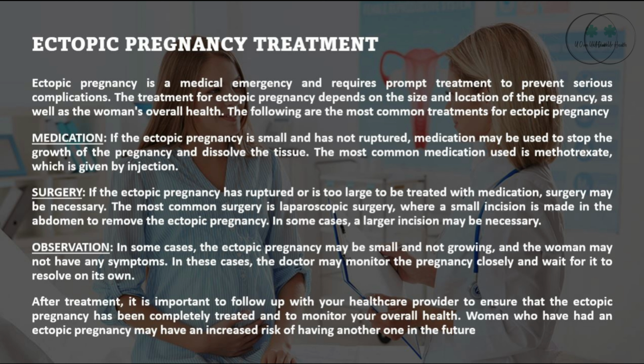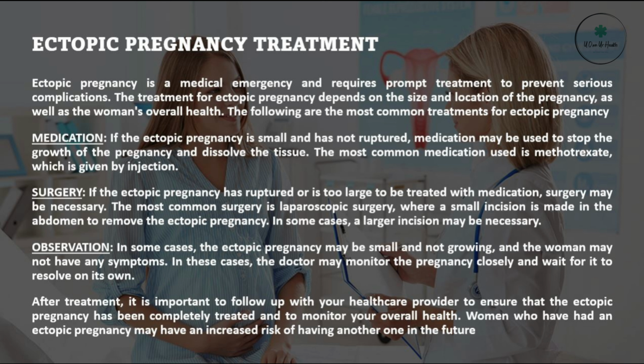Ectopic pregnancy treatment. Ectopic pregnancy is a medical emergency and requires prompt treatment to prevent serious complications. The treatment for ectopic pregnancy depends on the size and location of the pregnancy, as well as the woman's overall health. The following are the most common treatments for ectopic pregnancy. Medication. If the ectopic pregnancy is small and has not ruptured, medication may be used to stop the growth of the pregnancy and dissolve the tissue. The most common medication used is methotrexate, which is given by injection.